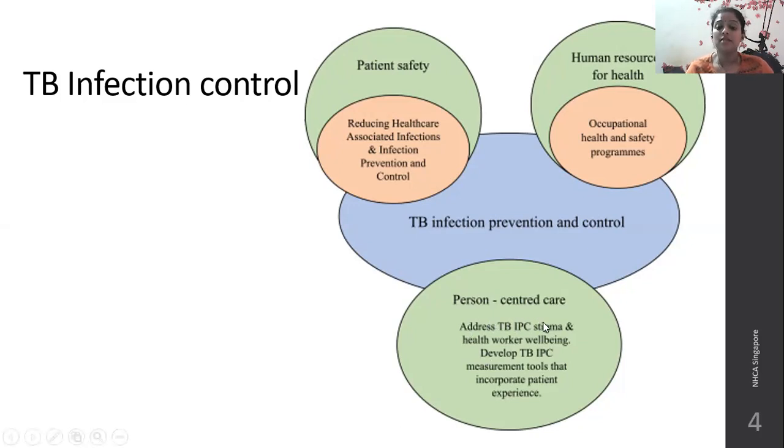When it comes to person-centered care, address the stigma related to TB, the social stigma that TB patients have, and health workers' well-being, etc. Make sure the community participates, understands it is treatable, and that there is no bias against the patients who are affected with TB. So these are the three main areas of TB infection control.